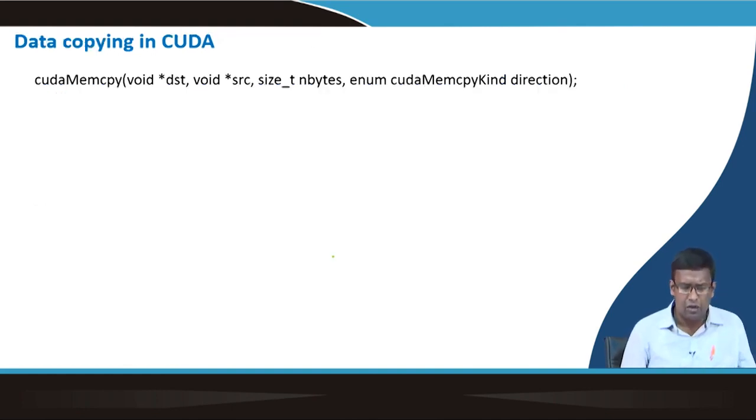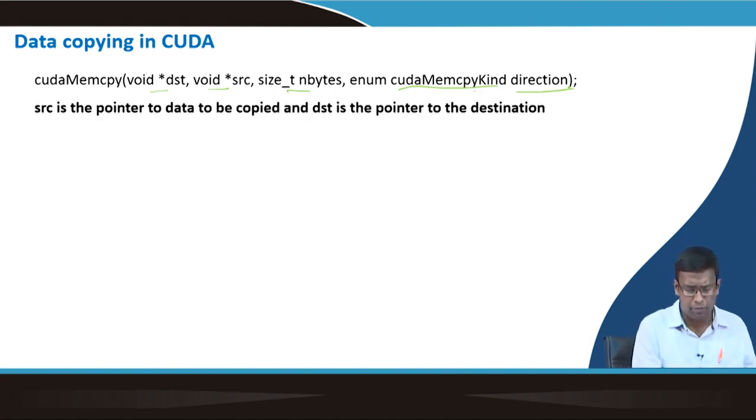And the copying command is CUDA mem copy. CUDA mem copy takes first the destination address, then the source address, then the size, and then an argument of CUDA mem copy kind, which gives the direction. It is copy from CPU to GPU, device to host or host to device. This direction says in which direction the copy is being done: is the CPU copying to GPU or is the GPU copying back to CPU.